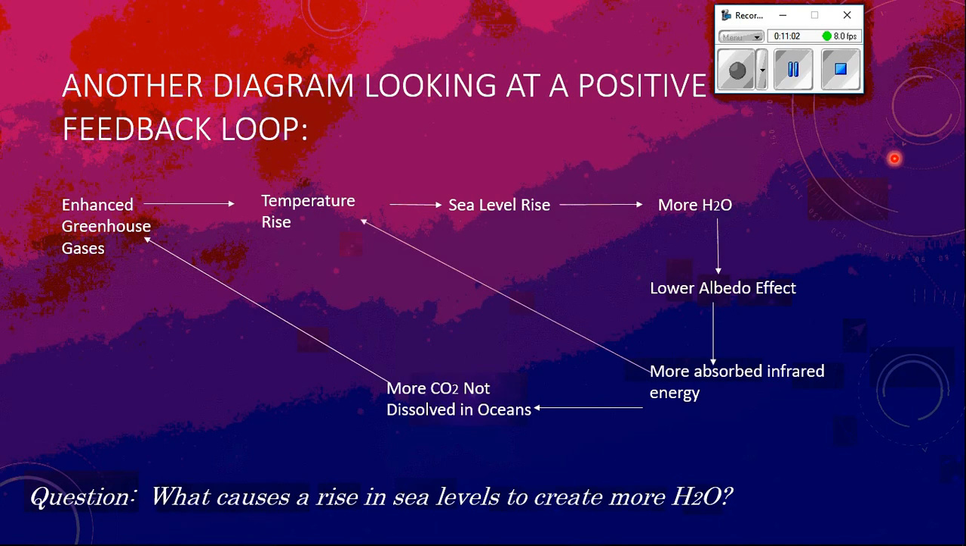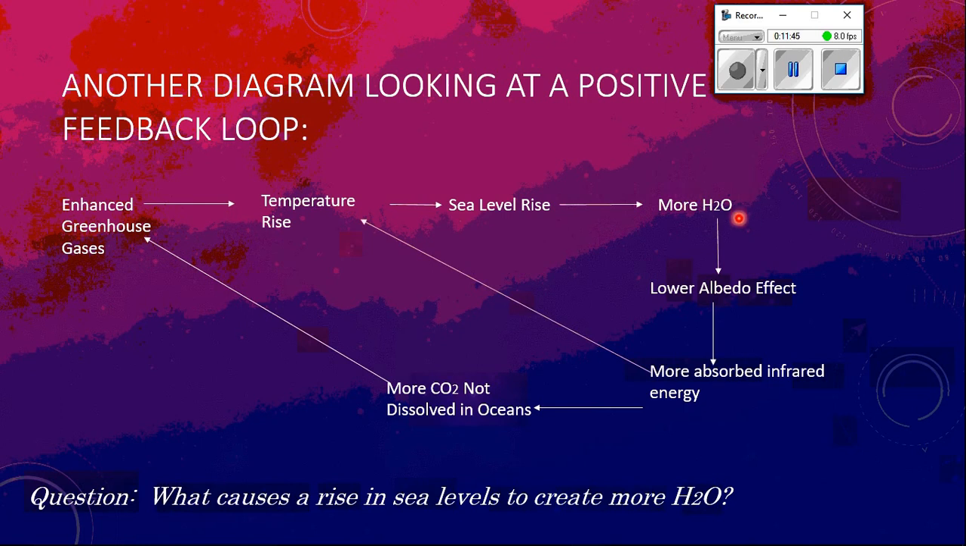So here is another way of looking at a positive feedback loop. We're creating more and more greenhouse gases as we burn more fossil fuels or add more cows to our ecosystem. That in turn causes the temperature to rise because of the positive feedback loop with the Earth's emission of infrared energy and thereby the atmosphere's emission of its infrared energy. And when you have a temperature rise, you have a sea level rise. Think about what can cause a sea level rise if you have a temperature rise. Then you have more water in your ecosystem.